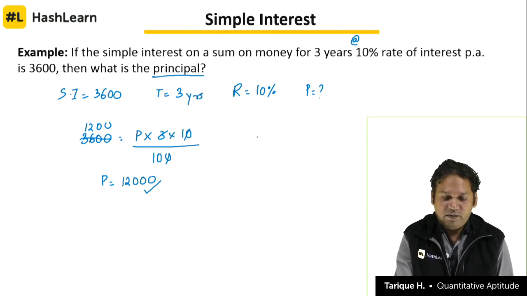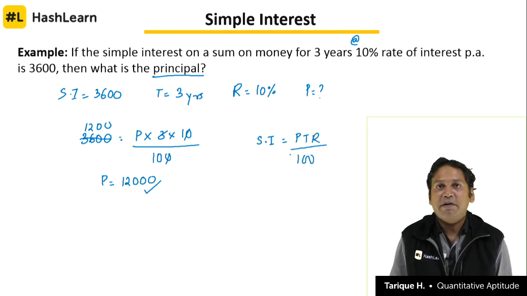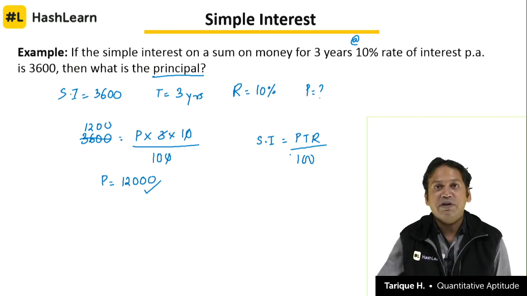So very simple question for you just to understand how do we apply the formula of simple interest. Which formula I have used here? Just now I have discussed with you. Simple interest is equal to PTR by 100, where P is equal to principal, T is equal to time and R is equal to rate percent. Let's move to the next question.